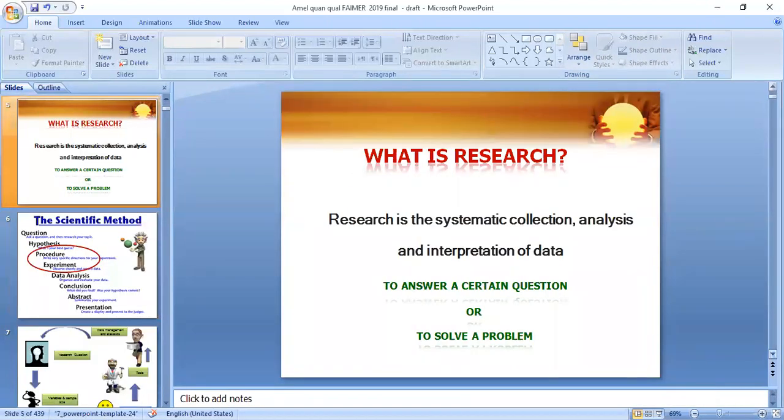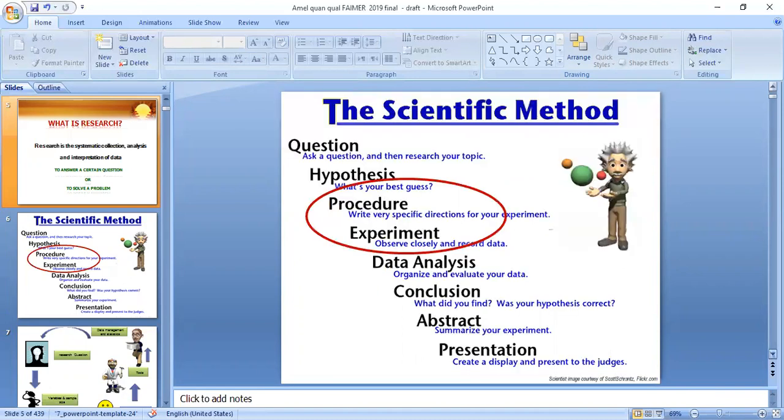So let us start with what is research. Research is a systematic collection, analysis, and interpretation of data to answer a certain question, or to solve a problem, or to set a new hypothesis.